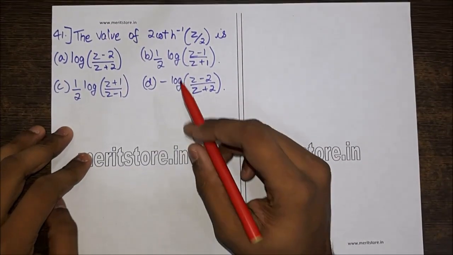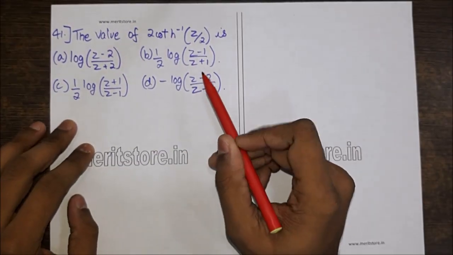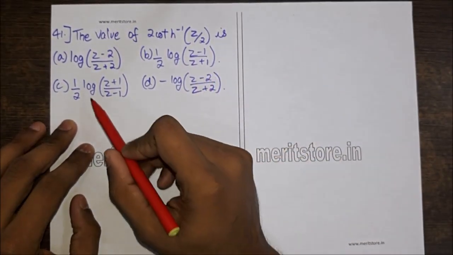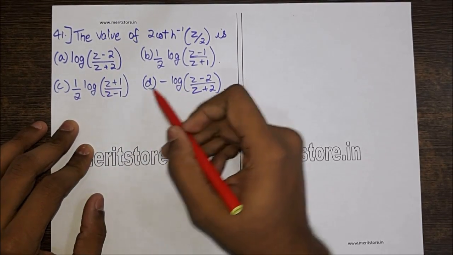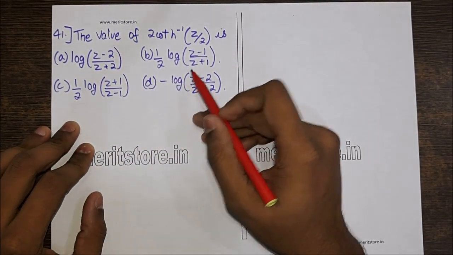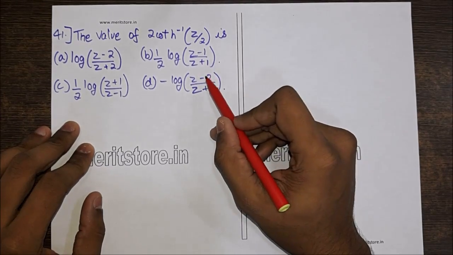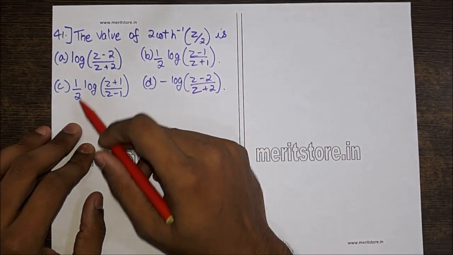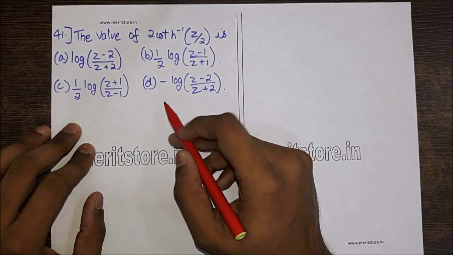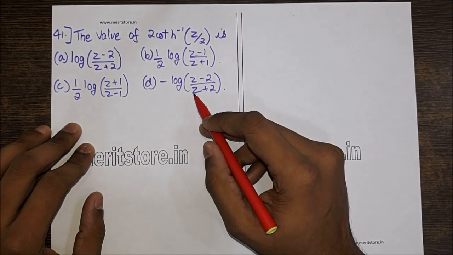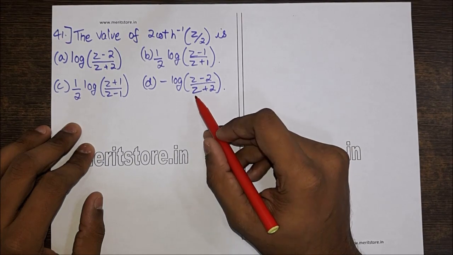The value of 2 cot hyperbolic inverse z by 2 is option A log z minus 2 upon z plus 2, option B 1 by 2 log z minus 1 upon z plus 1, option C 1 by 2 log z plus 1 upon z minus 1, and option D minus log z minus 2 upon z plus 2.